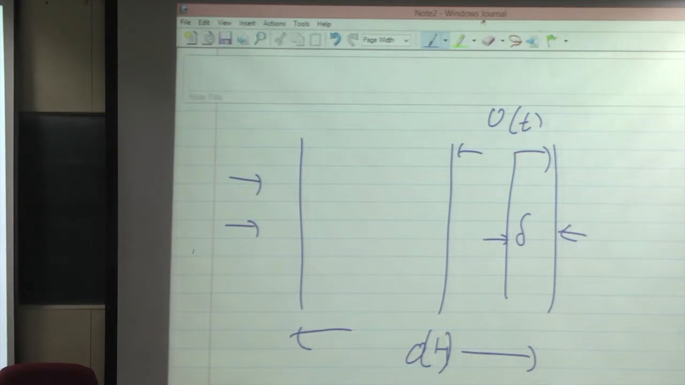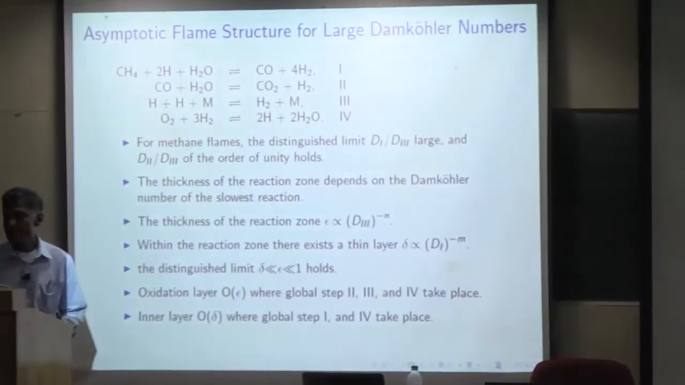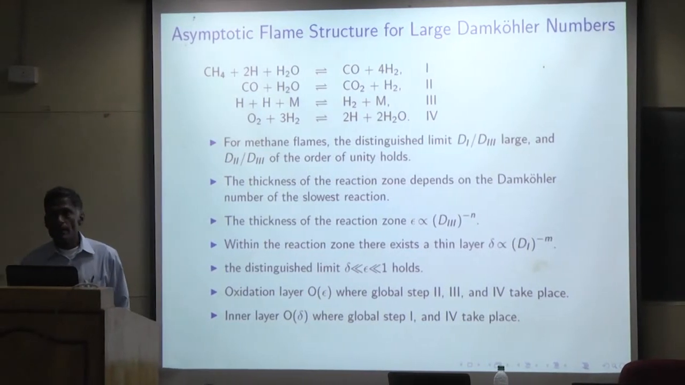The rest is all mathematics, but that's the basic idea.